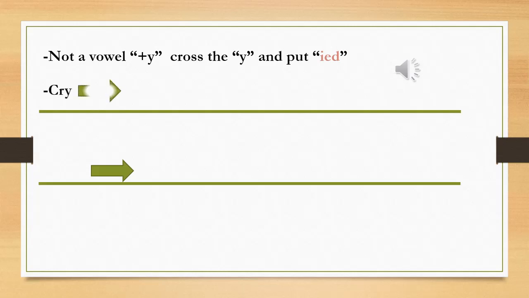Like cry. What is the last letter? Y. Before the Y, R. R is not a vowel. So we will cross the Y and we will put I-E-D.